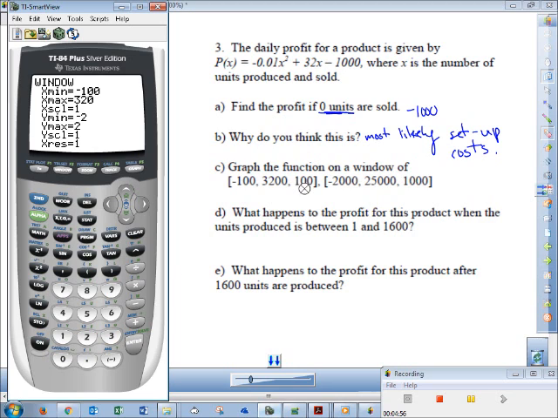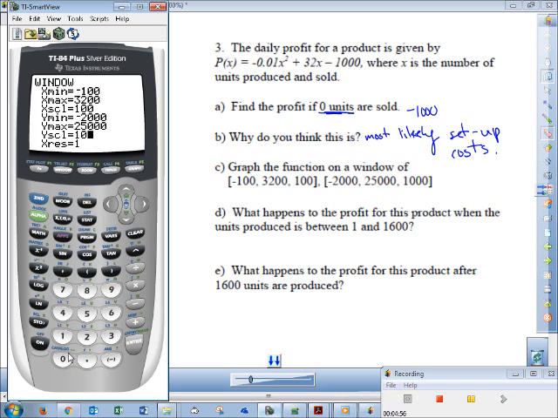And then the next number, that's the scale they want you to count by. So they say use a scale of 100. So you just went from negative 100 to 3200 on the x-axis, counting by hundreds. Then you skip down to the y's, and this is what this second bracket of information is. Y minimum of negative 2000, maximum of 25,000. And then counting by thousands.